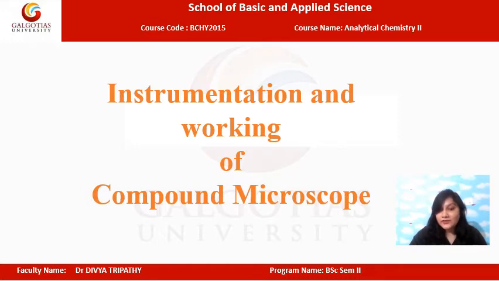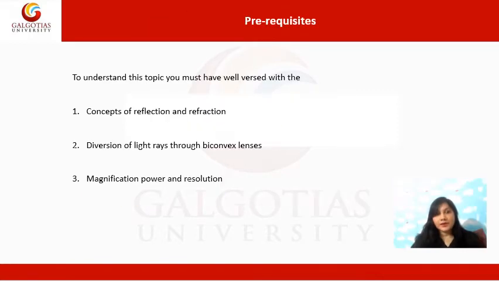So let's start today's topic, that is instrumentation and working of the compound microscope. To understand this, you should be well versed with the concept of reflection and refraction that you have read in your previous classes. You should know how light rays get diverted when passed through lenses, specifically biconvex lenses. And of course, you should understand what magnification power is, what resolution is, and how these two parameters are different from each other.